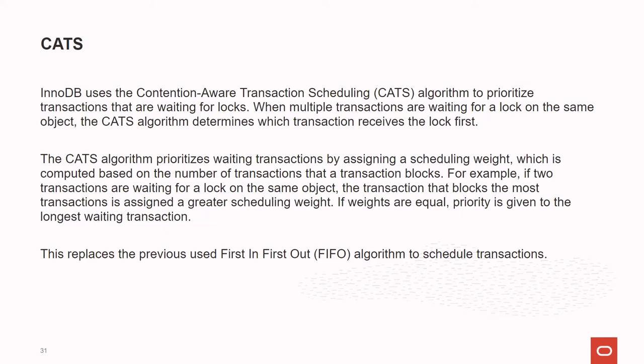Now, I'm sorry for the folks who wrote that. I know I'm butchering the conclusion of your paper, but that's basically the way it is. Now, with CATS, what happens is you get a certain load on your system, a certain amount of contention for locks, and this switches on automatically. And it knows how to better handle contention. And this replaces the previous first-in, first-out algorithm that we used to use.